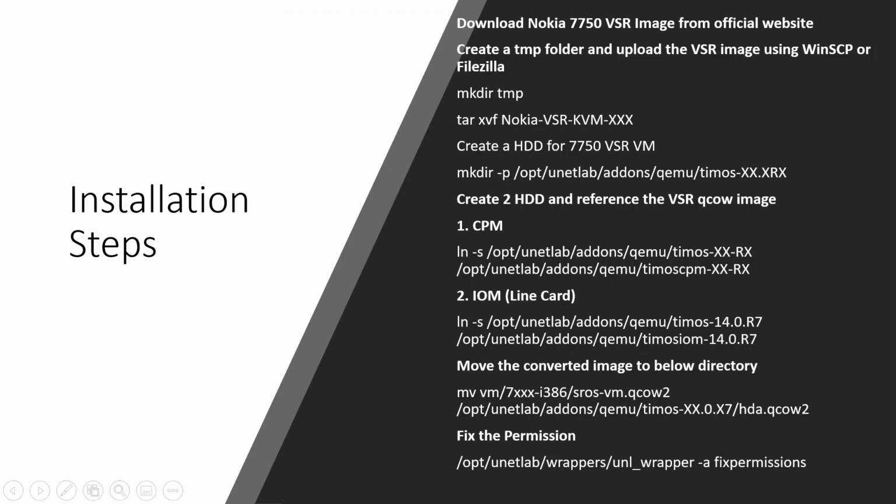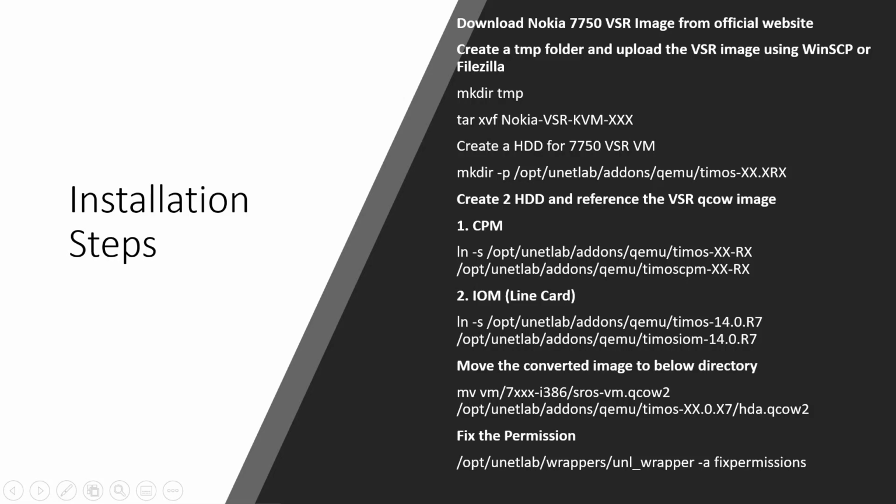Next we have to create the directory like /opt/unetlab/addons/qemu, where we will put this qcow2 image. Before putting it, we will create two more hard disks, HDD, and reference this qcow2 image, because in 7750 SR there are the CPM and IOM cards. CPM is your routing engine, which processes all the control plane messages, and IOM is the card that handles the actual traffic, and both CPM and IOM are connected by the switch fabric. I will show you at the end of the video how to connect CPM and IOM.